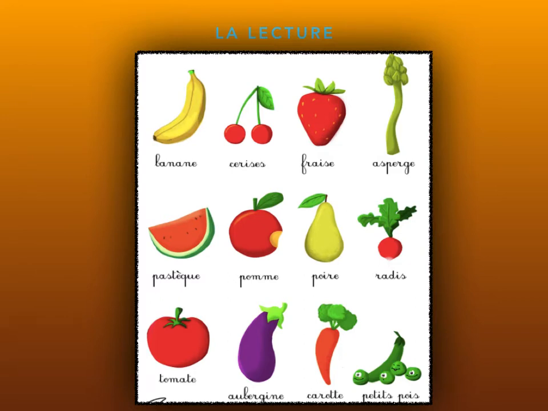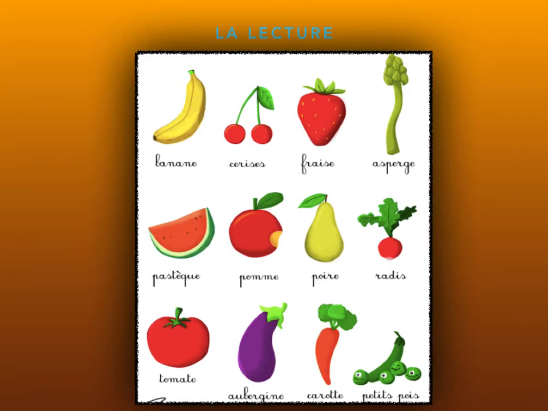The fourth one is an asparagus and we read it as asperge. Okay, the fifth one is a pastèque. Okay, the sixth one is pomme. Pomme is an apple. The seventh one is a pear and we read it as poire.